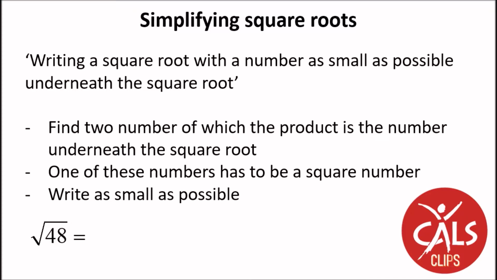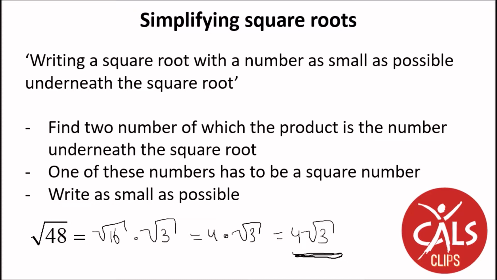So this one we just found out, we could write it like the square root of 16 times the square root of 3. This one is a square number, 16, because we can write this like 4. The square root of 16 is 4, so this is 4 times the square root of 3. And then we leave out the multiplication sign, and we have 4 square root of 3. So this is the simplified answer, or the simplified form of the square root of 48. Write it with a number as small as possible underneath the square root, in this case 3.